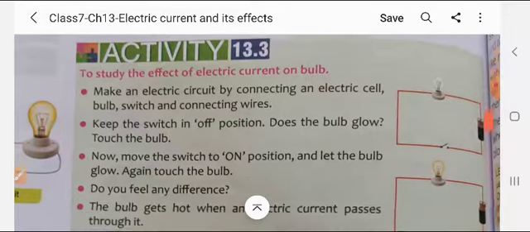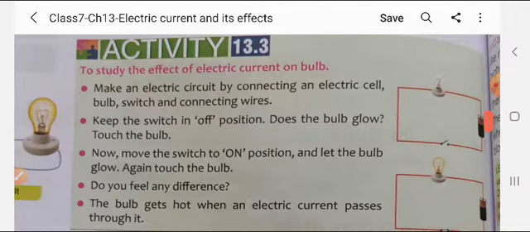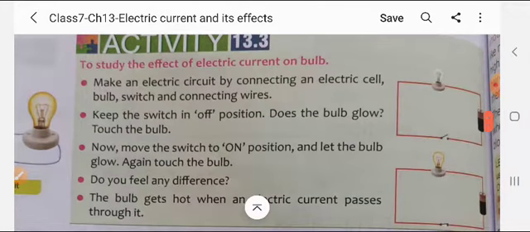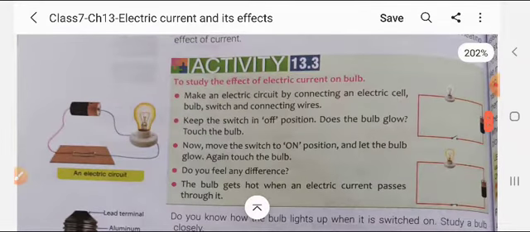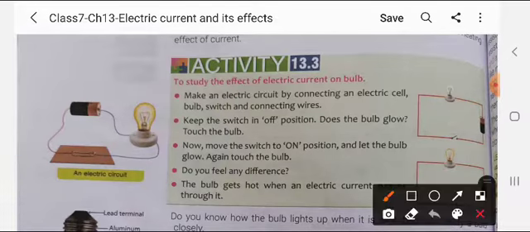In this activity you can see the study of the effects of electric current on a bulb. Make an electric circuit by connecting an electric cell. You can see in this figure how an electric bulb is connected with a cell, with a wire and a switch.